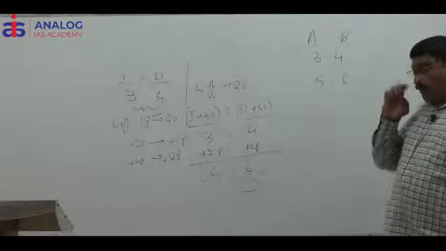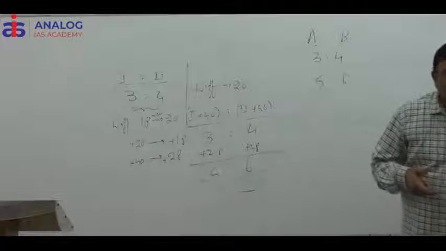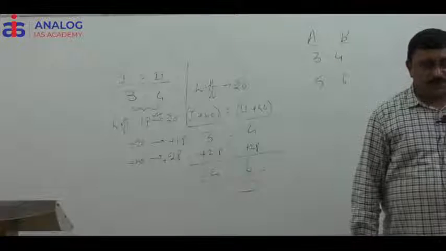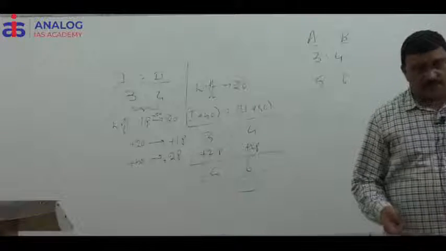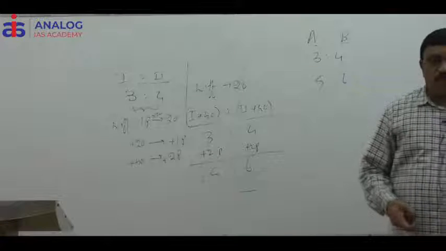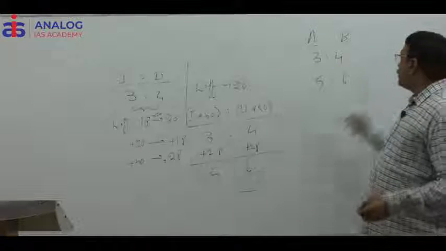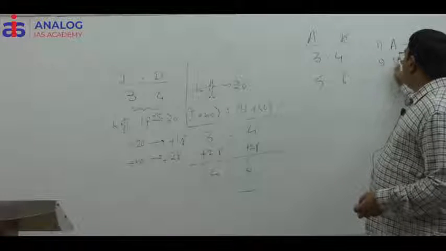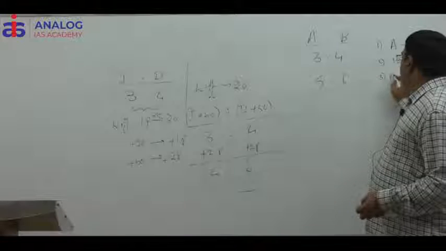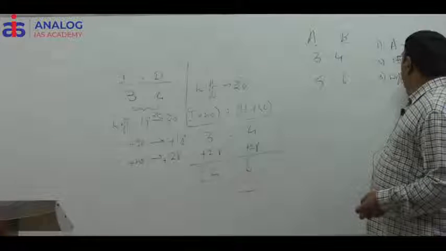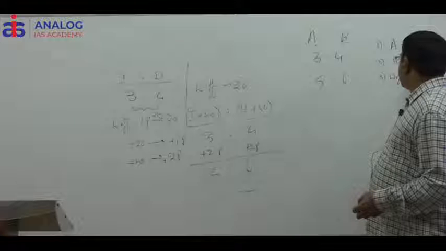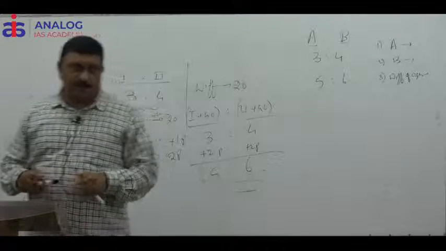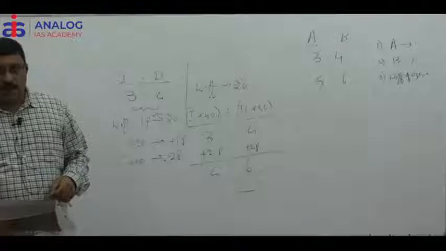After 20 years, actually we should say after 40 years. You say that is after 40 years. After 40 years is 5:6. Find the present age of A, first one. B. Third, difference of their ages. Third is difference of their ages.